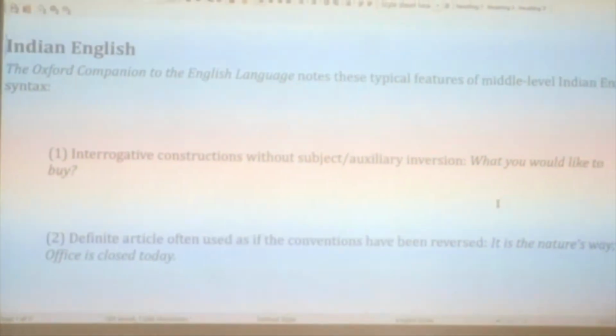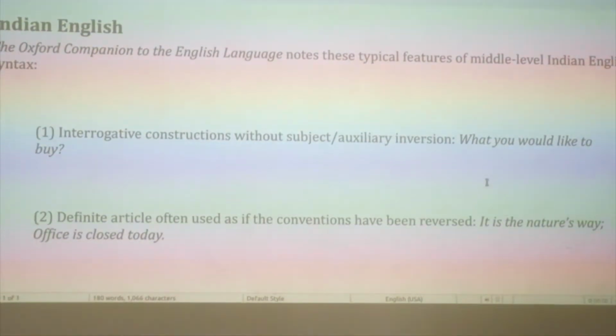Definite article often used as if the conventions have been reversed. What's the definite article? The. And a is the indefinite. Oh, sorry about that. The indefinite article is a, the definite article is the, and as if the convention has been reversed, it is the nature's way. For offices closed today, where you wouldn't expect to see a the, it shows up where you ought to have one. I'm going to office. I've heard it's the mercy of the Krishna. It is the mercy of the Krishna, or the mercy of the God.